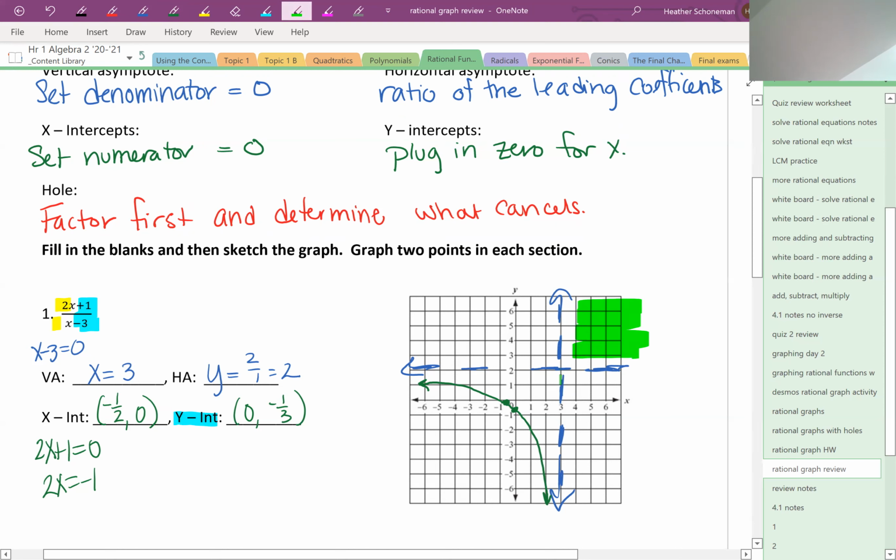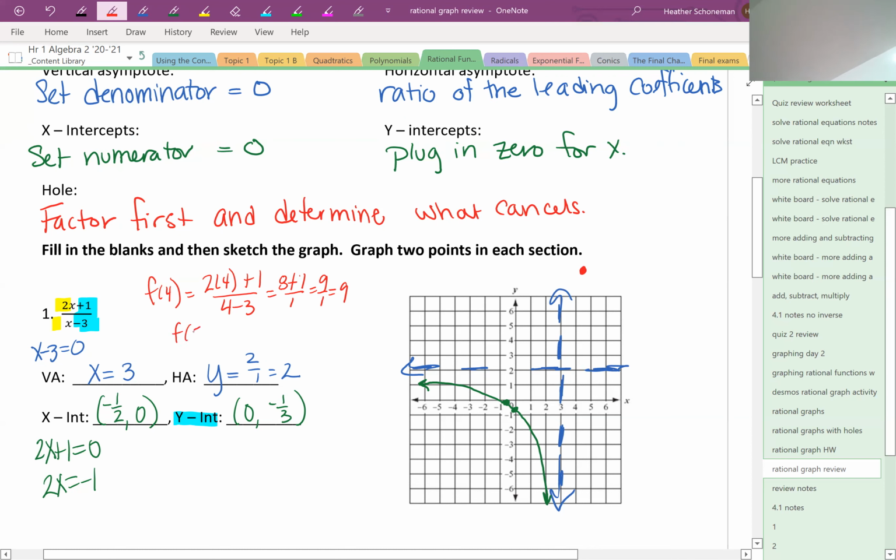If I'm looking at my x's, I can't plug in 3 because that's an asymptote. So I'm going to start 1 over, which would be at 4. So I'm going to find f of 4. So I'm going to plug 4 in everywhere I see an x. So I'm going to have 2 times 4 plus 1 over 4 minus 3. So that's 8 plus 1 over 1, which would be 9 over 1 or 9. Okay, showed a lot of work on that. Wasn't all necessary, but so (4, 9) will be somewhere up here.